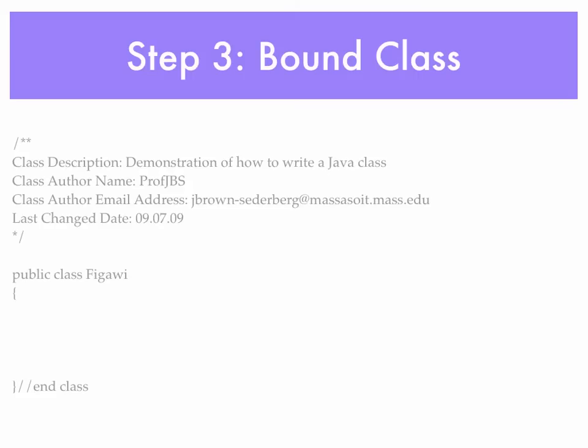Step 3 is to bound the class. We do so with the opening and closing curly brackets. They indicate the beginning and ending of the class. Opening curly brackets open to the right, closing curly brackets open to the left. You'll note the one-line comment after the closing curly bracket. This bracket ends the class. I find it helpful to comment brackets for readability.